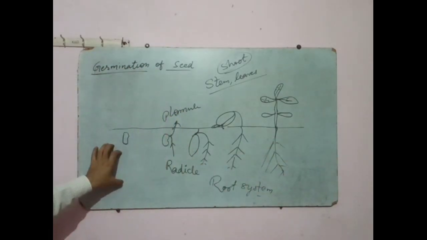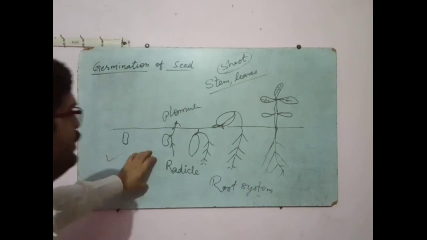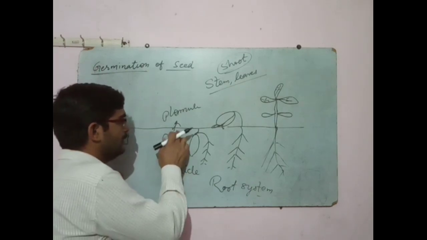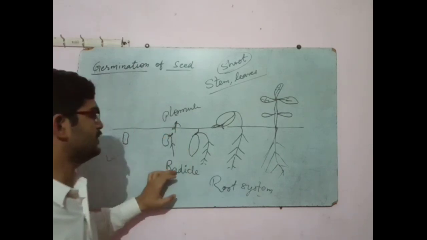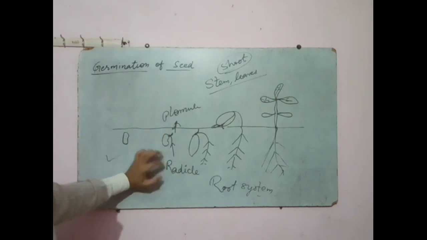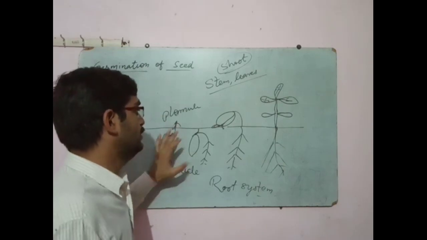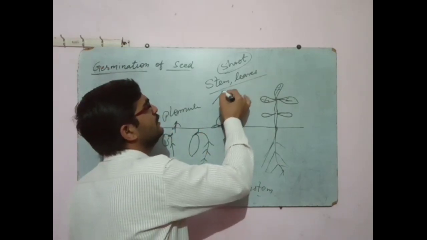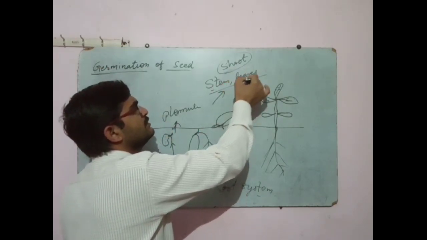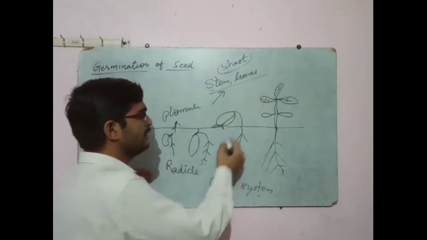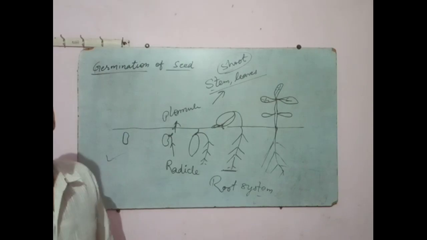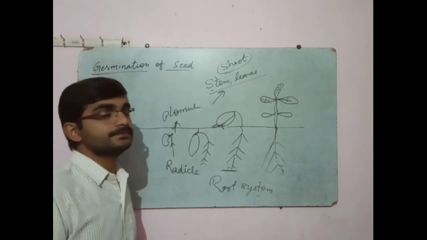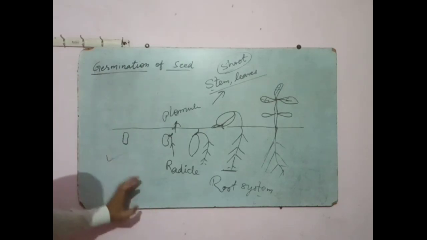First, seed is shown. When it gets some favorable condition, it starts developing. There are two parts. One is radical, and second is plumule. The plumule develops into the shoot system, or we can say stems, leaves, etc. And the radical develops into the root system, only the roots which are under the ground. Is that clear? So these are our topics today.